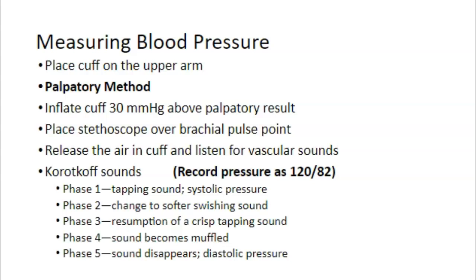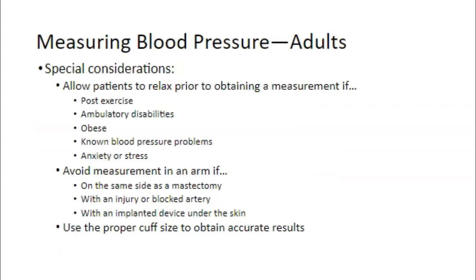And you're going to record it as the systolic on the top and the diastolic on the bottom, either with a diagonal slash, as listed there. Sometimes you'll see it as a horizontal line separating the two, but it will be a dual number, systolic over diastolic. Okay.